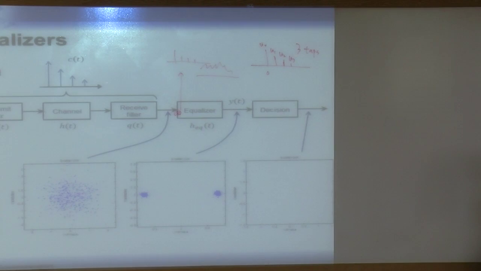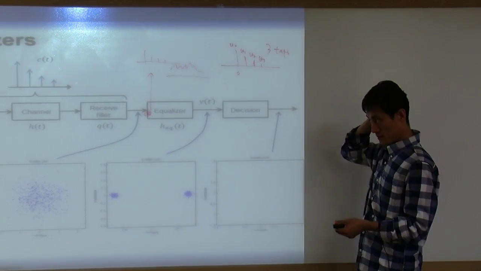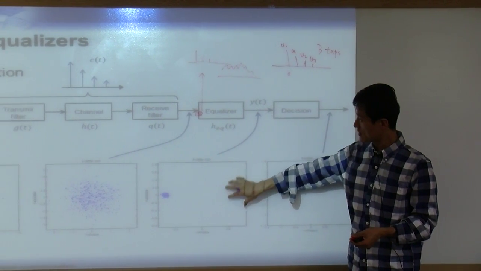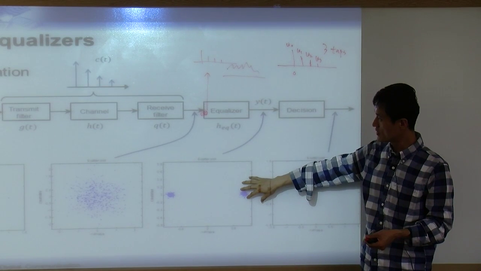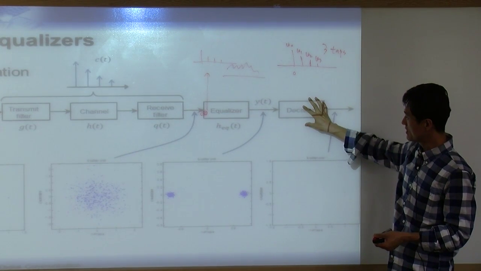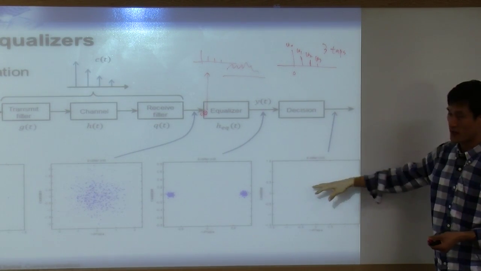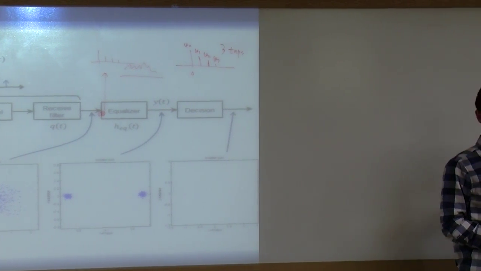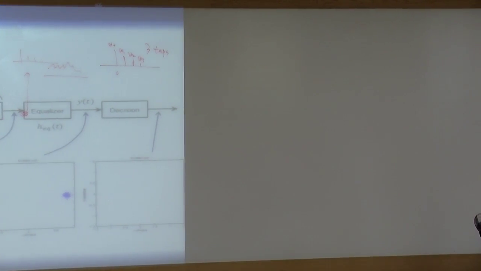Now this equalizer output goes into the decision block. Now you're going to make a clean symbol. Okay? So that's the whole story.